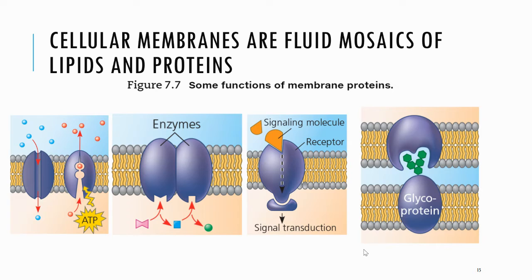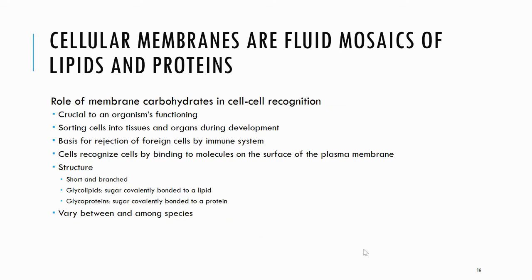So here are some functions of membrane proteins. The first picture will move from left to right. We have some energy that's helping whatever this thing is move out of the cell. We have enzymes that help speed up chemical reactions. We have a signaling molecule with its protein receptor, which we'll talk about a lot more in Unit 4. And then we have a cell recognition example here on the far right of a glycoprotein that is letting the cell next door to it know, hey, it's cool, I'm supposed to be here.